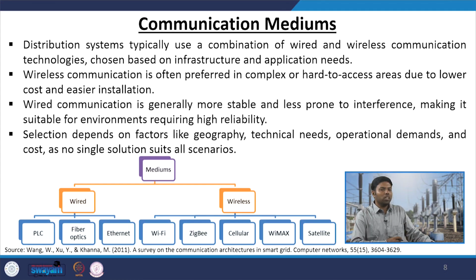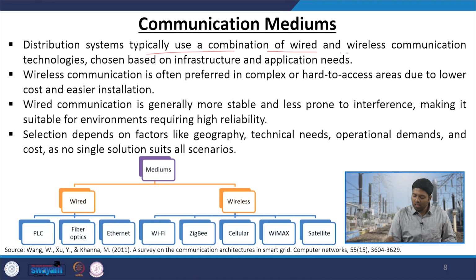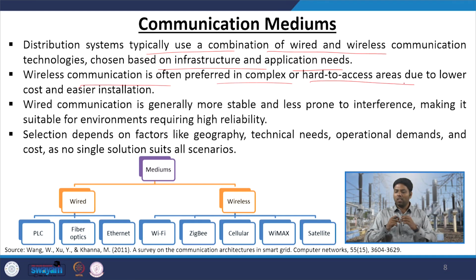So, what are those communication mediums now? Distribution systems typically use a combination of wired and wireless communication, not a single type only, chosen based on the infrastructure and the application needs. Wireless communication is often preferred in complex or hard to access areas. That means where it is very difficult to stretch wires or install the wiring mediums, let us say very hilly areas or very remote places.